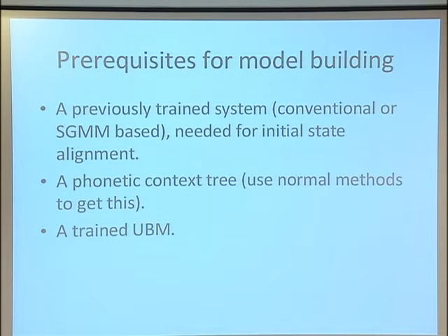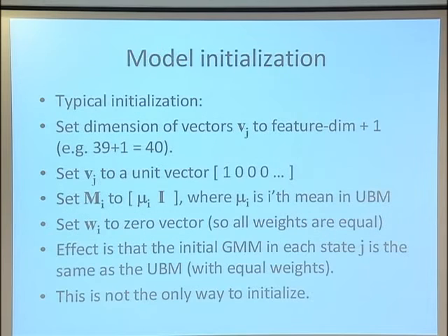Before you build your model, you have to have some kind of previously trained system. This is true of most conventional approaches for building systems. You usually will align with some previous system. This is not a big deal. You need a context tree that tells the mapping from your phones in context to your states. This is standard. And you need a trained UBM. There are various ways you can get that. It's not really a big deal.